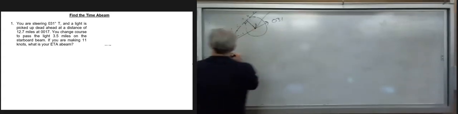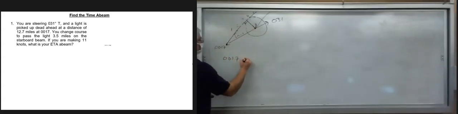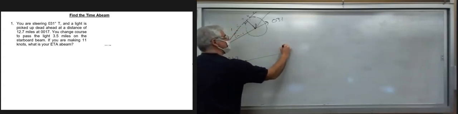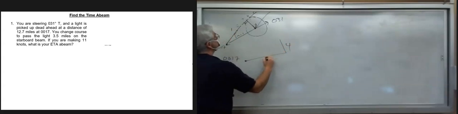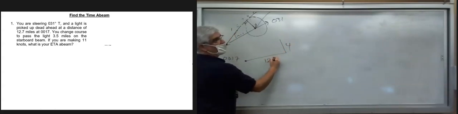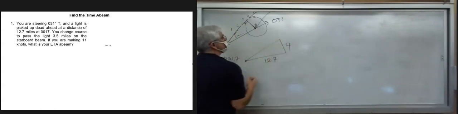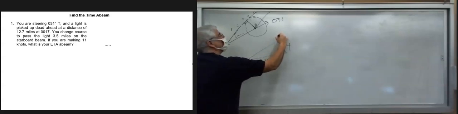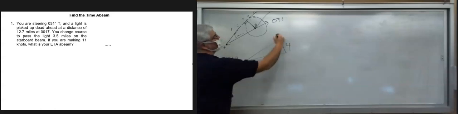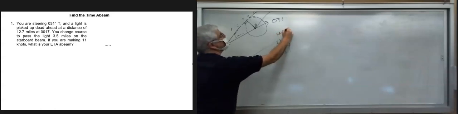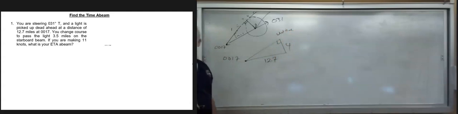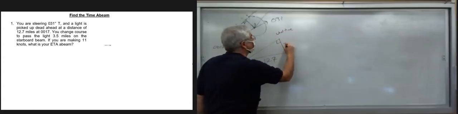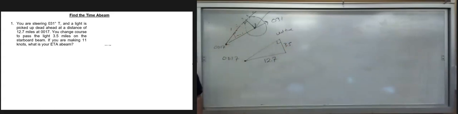Okay. 0017. Okay, there was some buoy. I want this to be 4, and this is 12.7. Okay? And now I want to know, this is going to be a right angle. And now I want to know what time. Hey, don't confuse the story with the facts, okay?